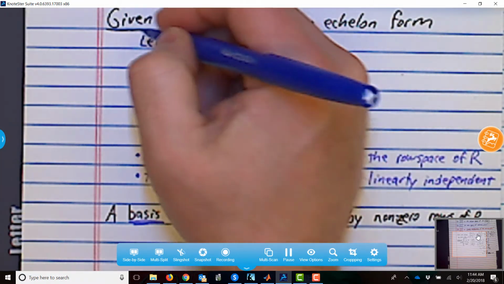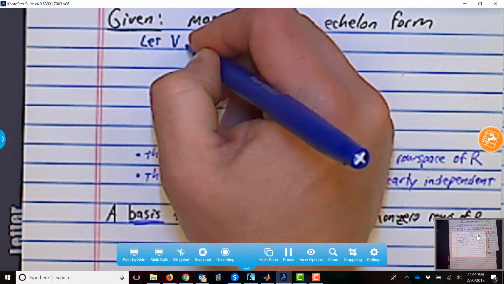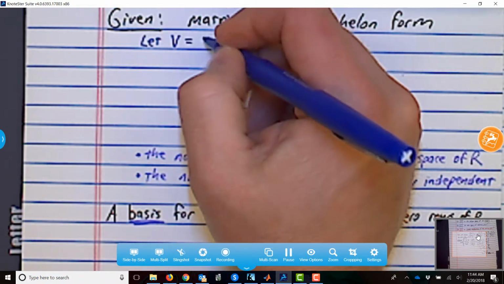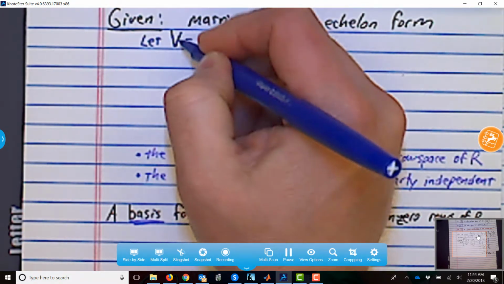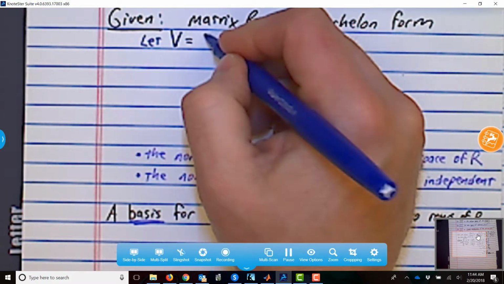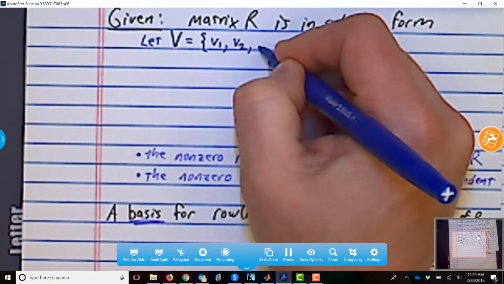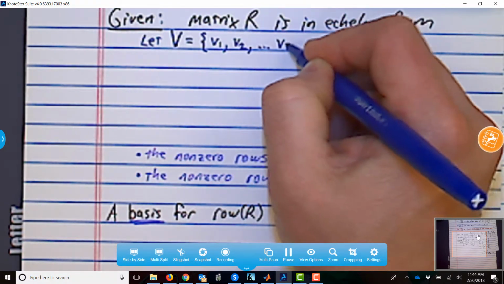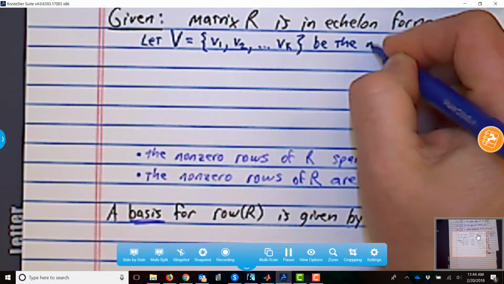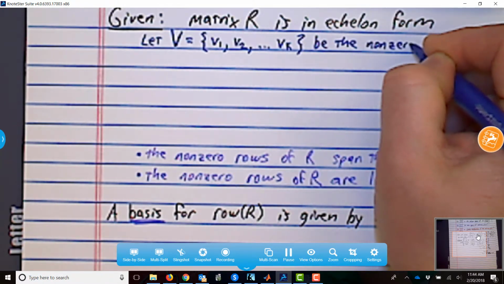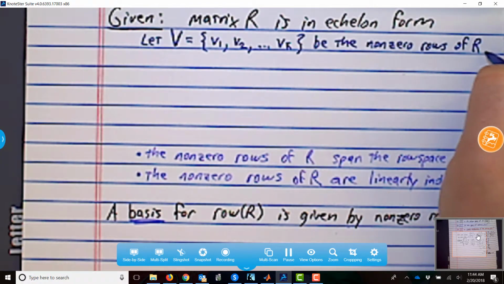How about this? Let capital V here at the top. Let capital V be V1, V2, etc., up to VK, be the non-zero rows of R.